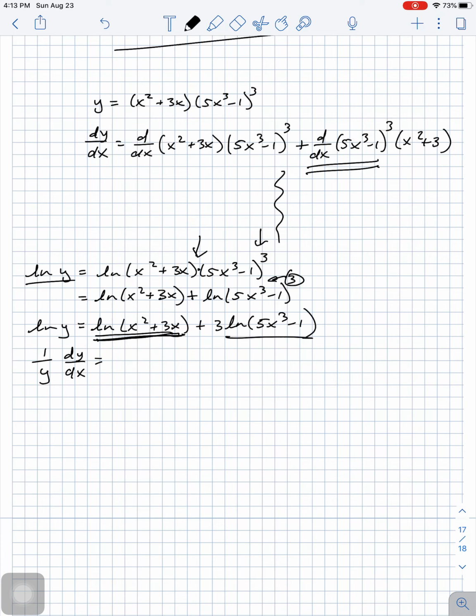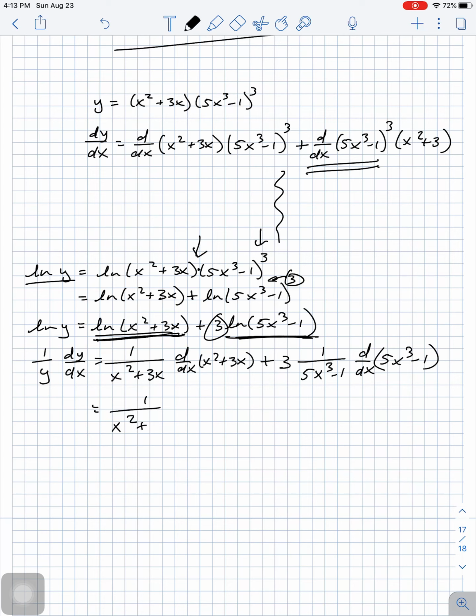This is a chain rule, but it's a simple chain rule. I've got 1 over the stuff times the derivative of the stuff. And then similarly, this 3 just comes along for the ride, and the derivative of this natural log is 1 over the stuff times the derivative of the stuff. So I get 1 over x squared plus 3x times 2x plus 3, plus 3 over this fraction times 15x squared, and that's it.